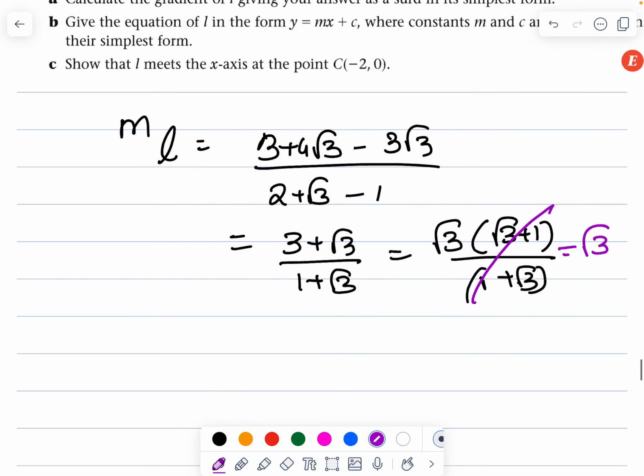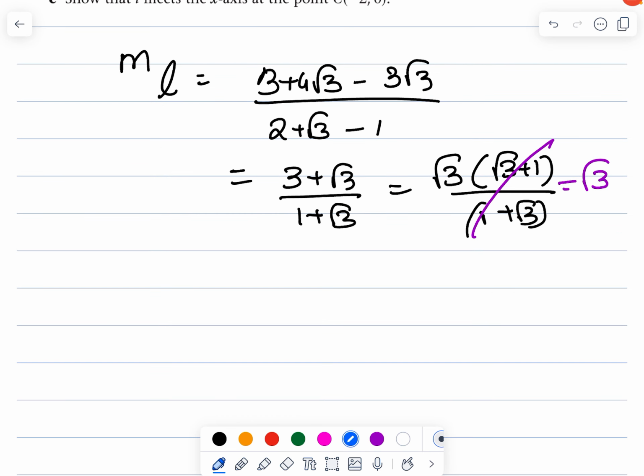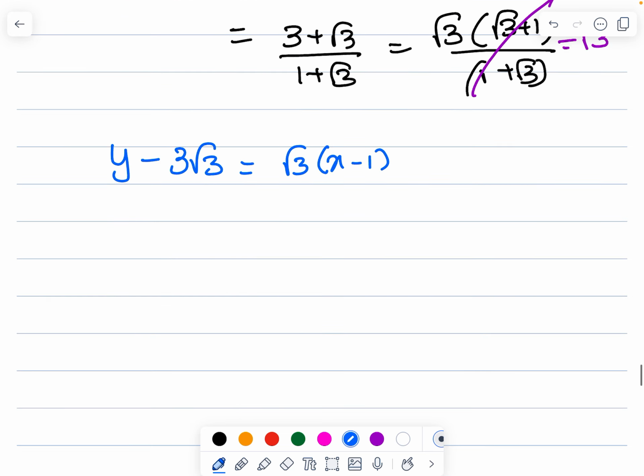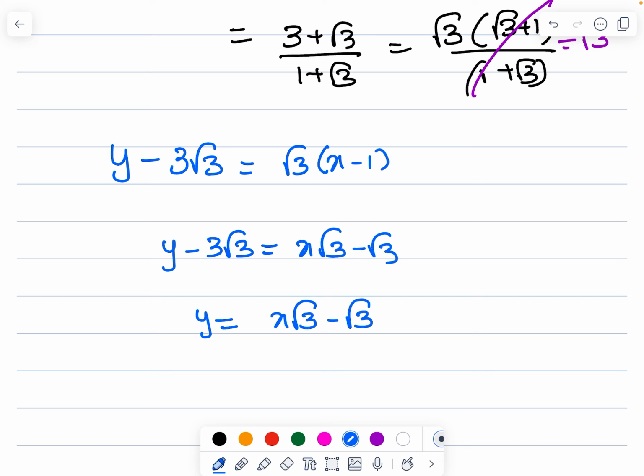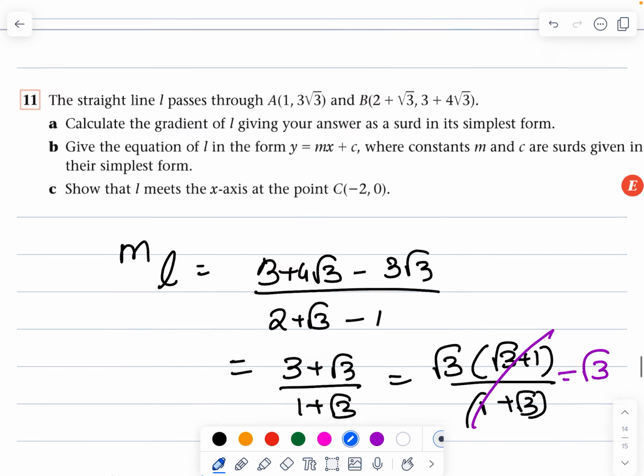Then find the equation of the line. Then y minus y1 equals m times x minus x1. So y minus 3 root 3 equals x root 3 minus root 3. y equals x root 3 minus root 3 plus 3 root 3. y equals x root 3 plus 2 root 3.